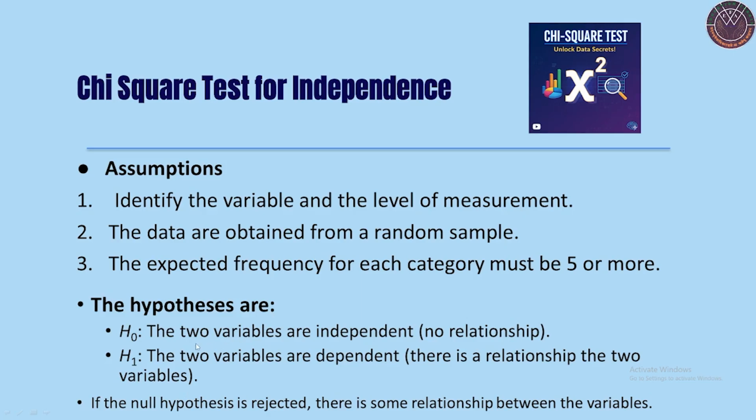Now the hypotheses are: the two variables are independent. There is no relationship, of course, like that. You are saying that gender has a relationship with eye color. So the null hypothesis: there will be no relationship. And the alternative: the two variables are dependent. There is a relationship between the two variables. If the null hypothesis is rejected, then the alternative hypothesis will be correct.